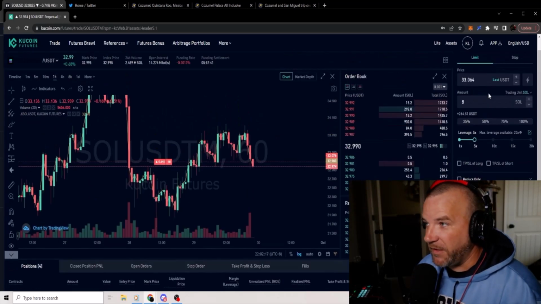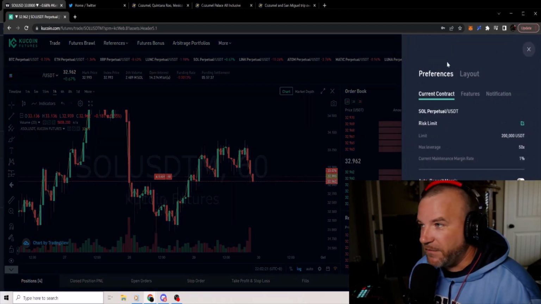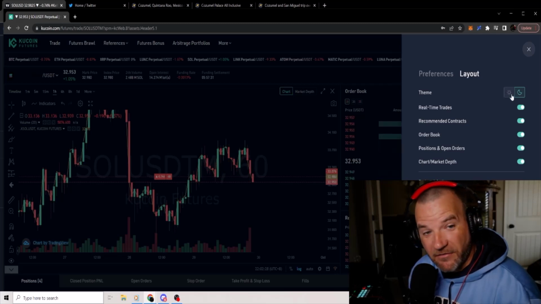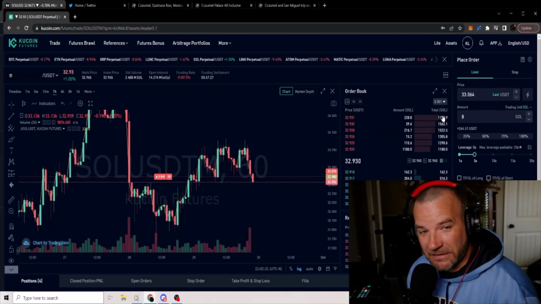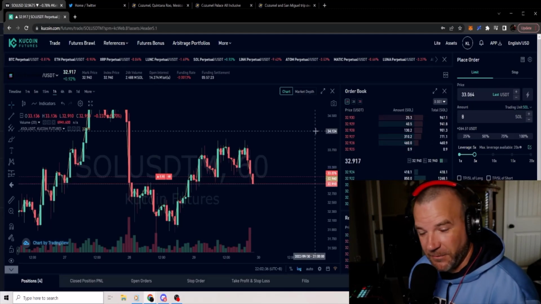Also, one more thing. Right here on this little hexagon, there's preferences and layouts. You go to layout, you can put this in dark mode or light mode. I have mine in dark mode. You can put yours in light mode or dark mode, up to you. I really don't like the light mode. It hurts my eyes. It's so bright. So I prefer the dark mode.